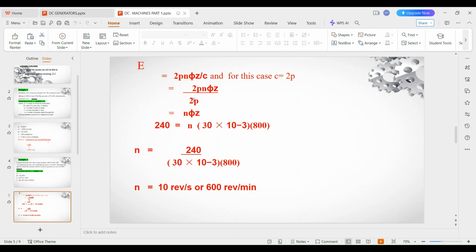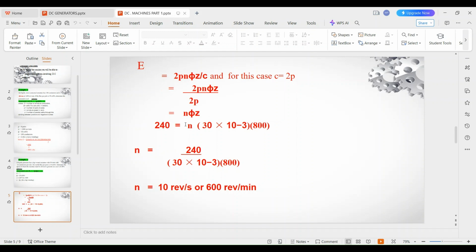So this is our formula. 2p and 2p will cancel. Then we shall be remaining with n phi z. That is speed, flux, and conductors. So E will be equal to n phi z, and our E is equal to 240 volts.